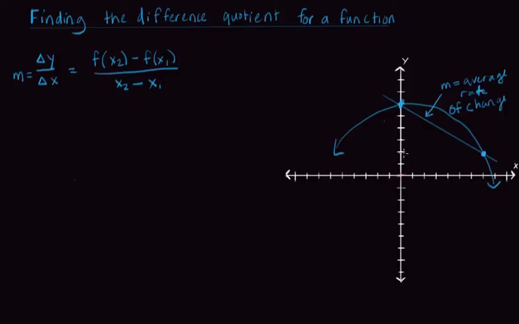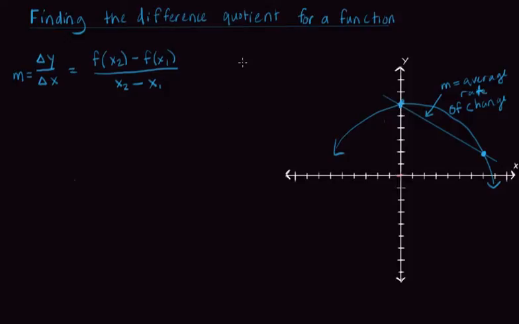So let's figure out what that is. It's the y value at x2 minus the y value at x1. That's the same thing as saying f of x2 minus f of x1 over x2 minus x1, right? So this is just a different way of writing y2 minus y1 over x2 minus x1. Okay, so let's figure out what that is in this case.